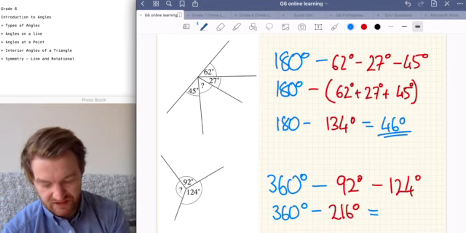So that's angles at a point and angles on a straight line. At a point, because they're all round one point, and on a straight line.